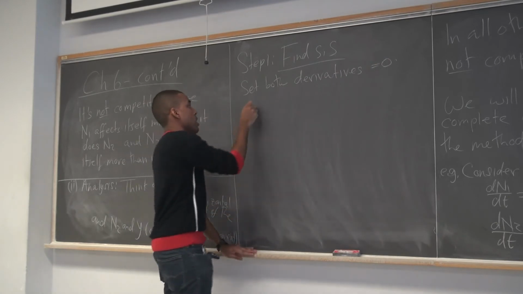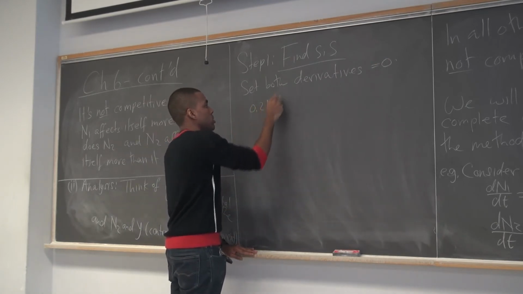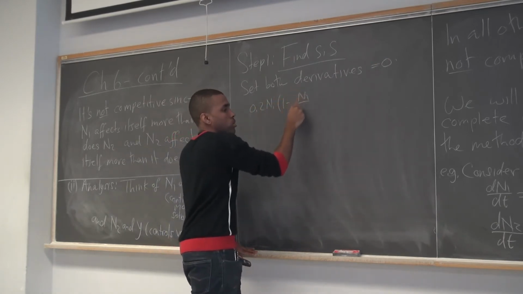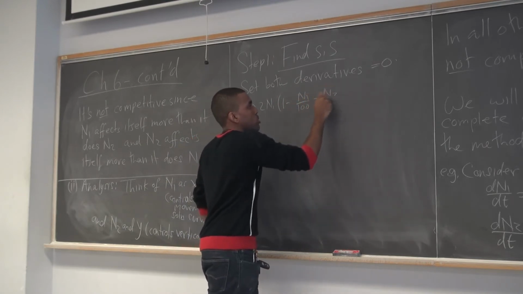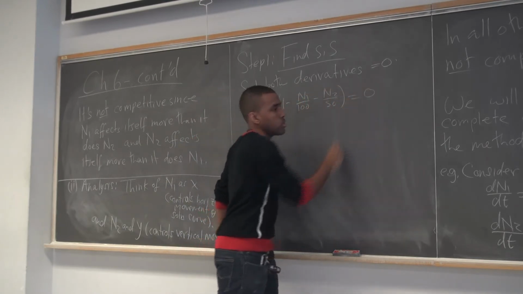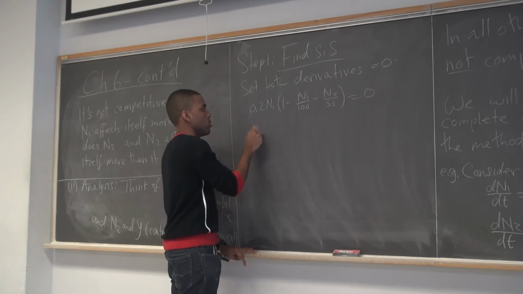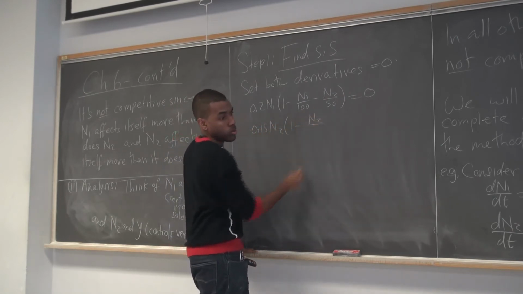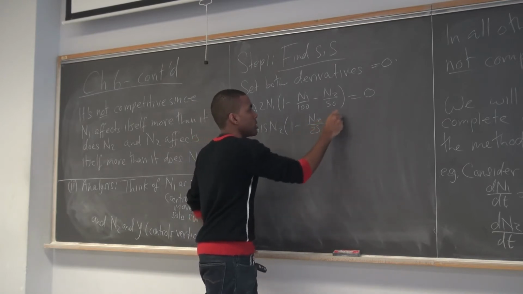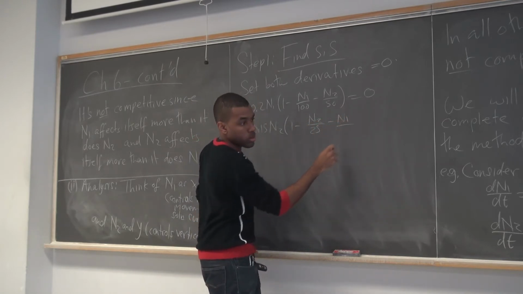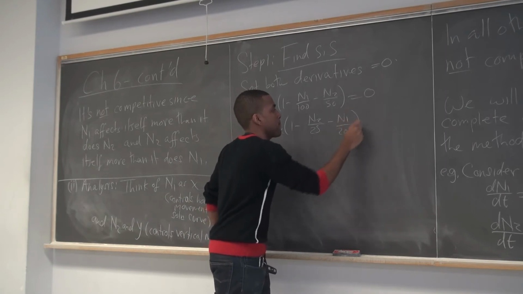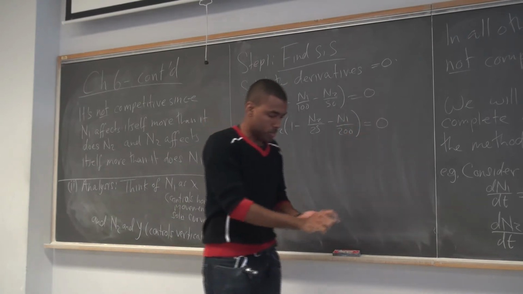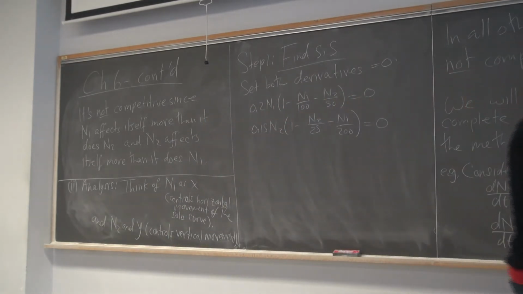So what do I have? I have 0.2 n1 (1 - n1/100 - n2/50) = 0. I have 0.15 n2 (1 - n2/25 - n1/200) = 0. We actually solved an equation similar to this one. Do you guys remember what method we used?